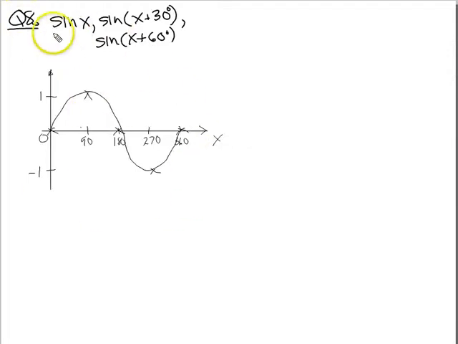Okay guys, let's have a look at question 8 then. We want to sketch sine of x plus 30 degrees and sine of x plus 60 degrees. So I've done the sine x because we've drawn that quite a few times anyway. It's easy to draw. There's a sine function between 0 and 360. Now what happens to the x plus 30?